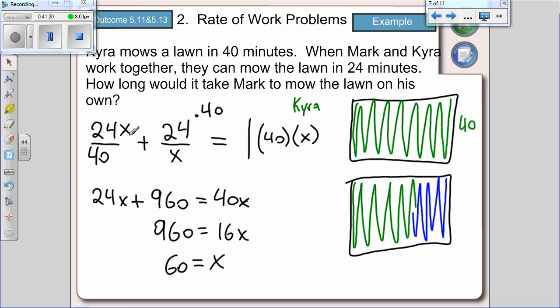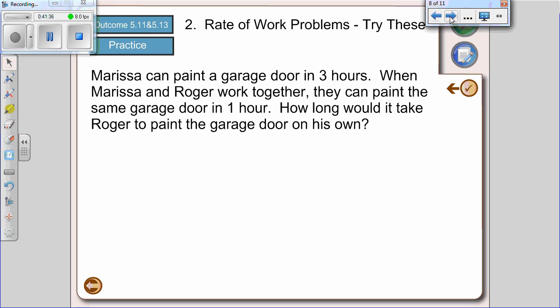We're almost there. One more work question. Okay, this one's painting a garage. So Marissa can paint a garage door in 3 hours. When Marissa and Roger work together, they can paint the same garage in 1 hour. How long would it take for Roger to paint the garage door on his own?